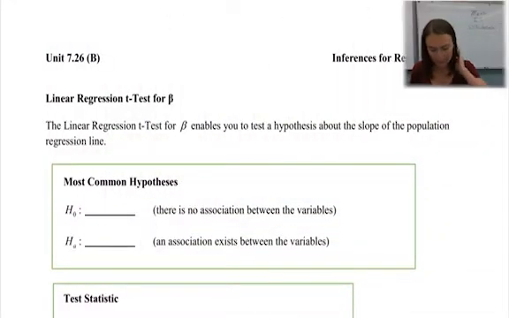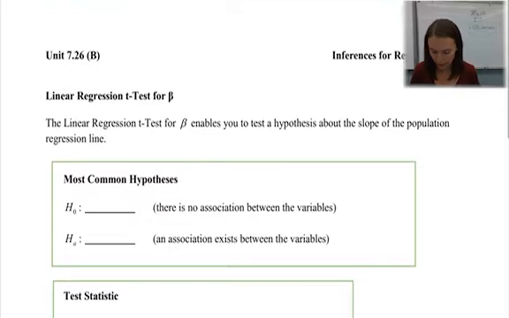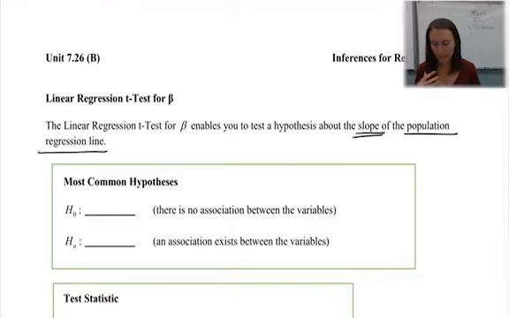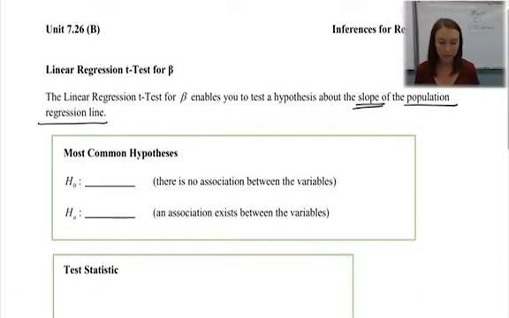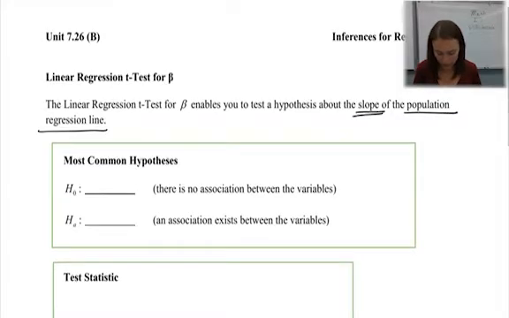So a linear regression t-test for beta enables you to test a hypothesis about the slope of the population regression line. So we're trying to figure out the slope of the population regression line and some hypothesis about that. Now, the most common hypothesis about the slope is that beta sub 1, our slope, is equal to 0, or that there's no association between the variables.